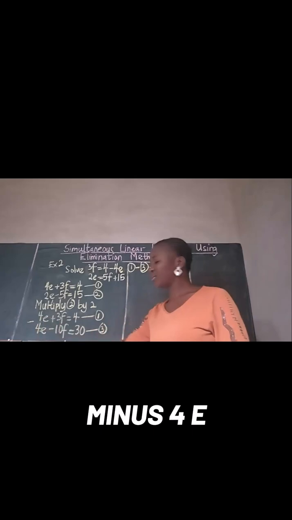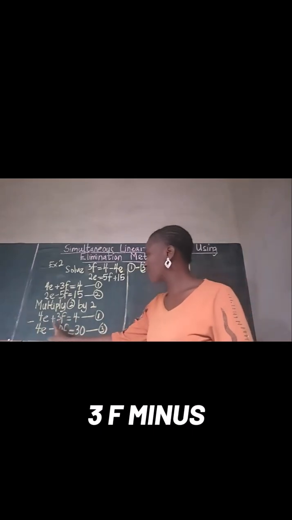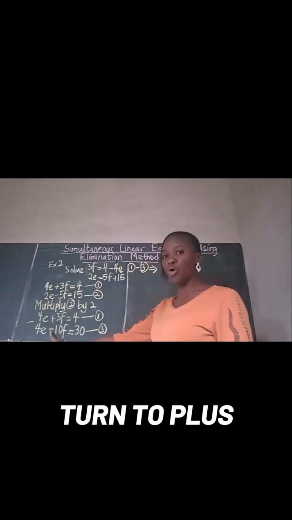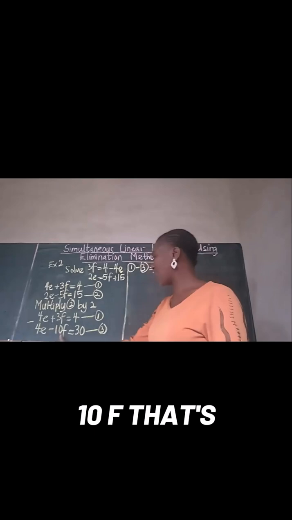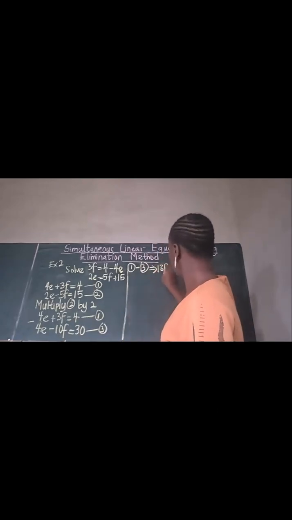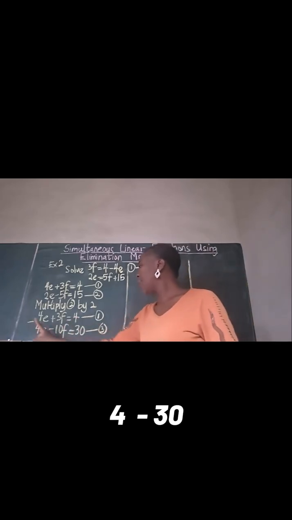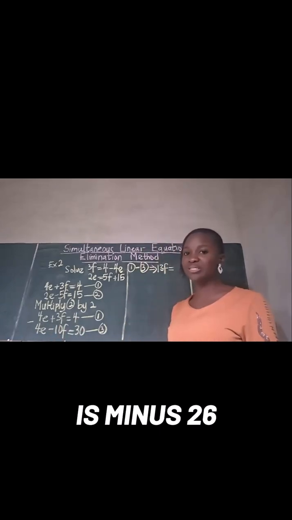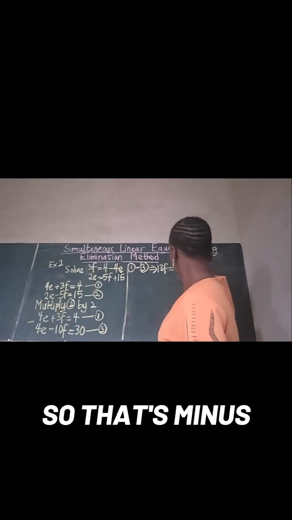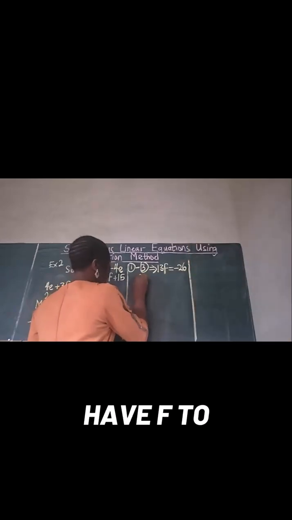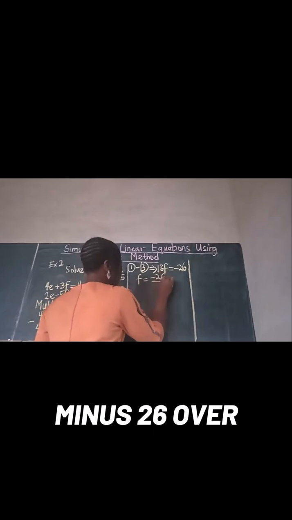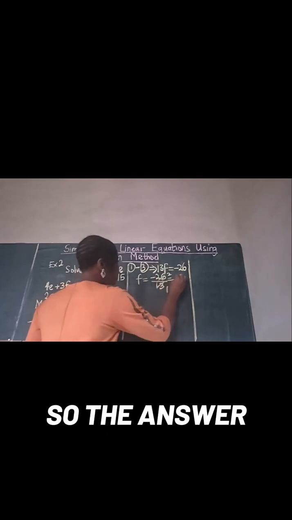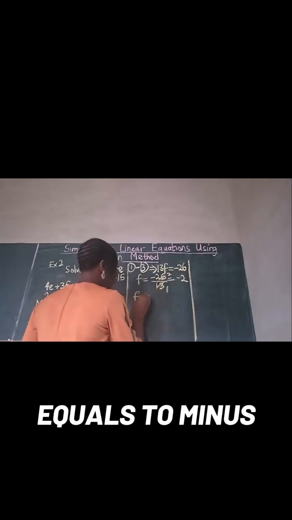So 4e minus 4e, that one has been eliminated. 3f minus 10f. 3f minus will turn to plus, so we have 3f plus 10f. That's 13f. 4 minus 30 is minus 26. So you have 13f equals minus 26, so f equals minus 26 over 13. 13 here 1, 13 here 2. So the answer is minus 2. So f is equal to minus 2.